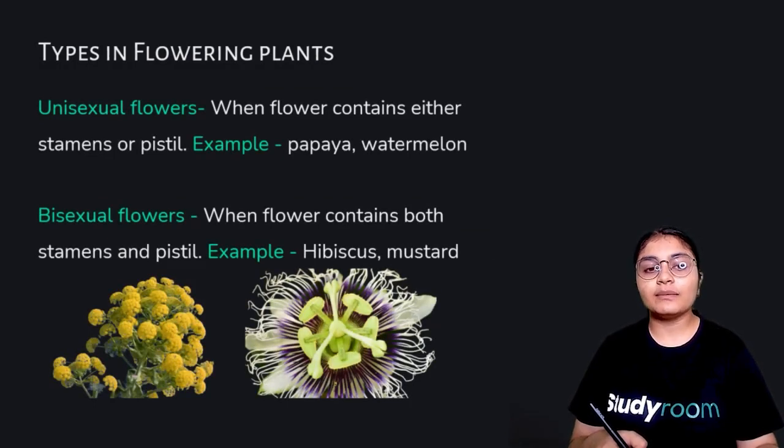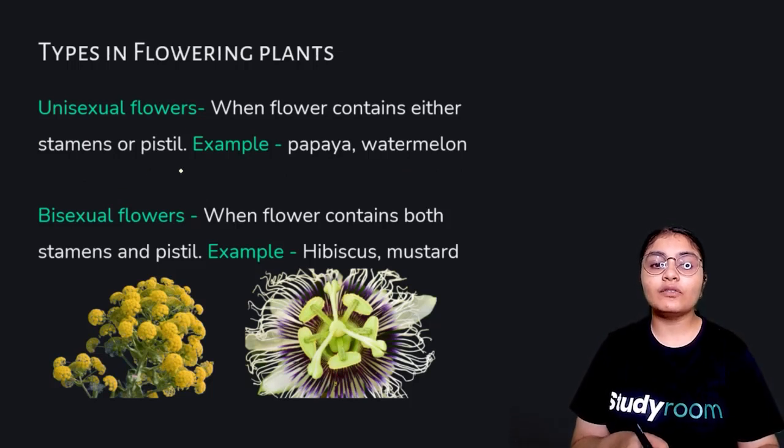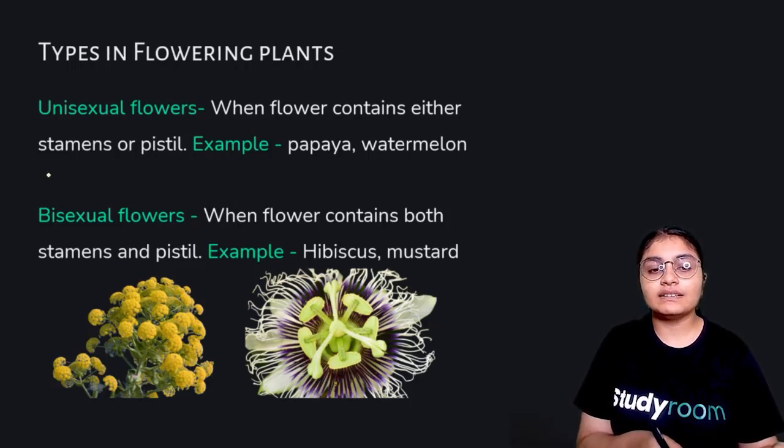The first kind of flowering plant is unisexual flowers. When a flower contains either stamens or pistil, these are known as unisexual flowers. And examples of such plants are papaya and watermelon. So these kinds of plants have only one of the reproductive parts of the flower, either the female reproductive part, that is the pistil, or the male reproductive part, that is the stamen. So they do not have both of them. They have only either one of them, right?